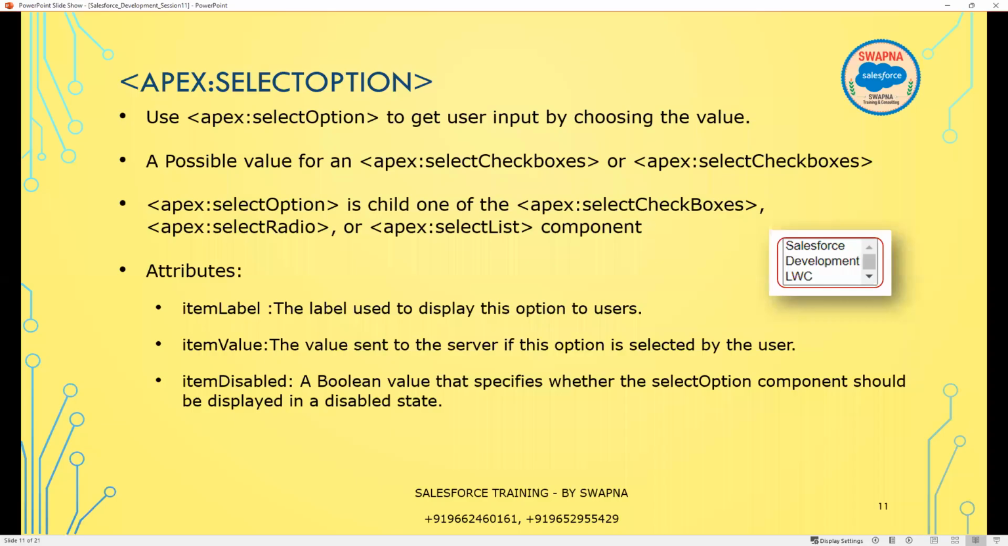Apart from this, we have one more, called item disabled. In case you want any item to be disabled, you can specify item disabled equal to true, so that it will be disabled. The value will be displayed, but the user cannot select that value. Take notes of it, then we will implement.